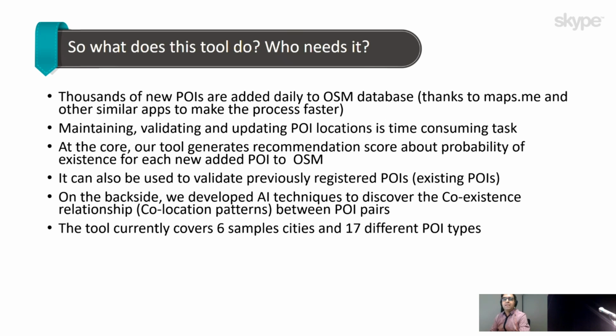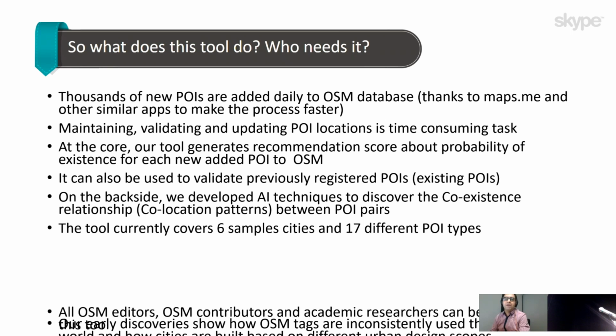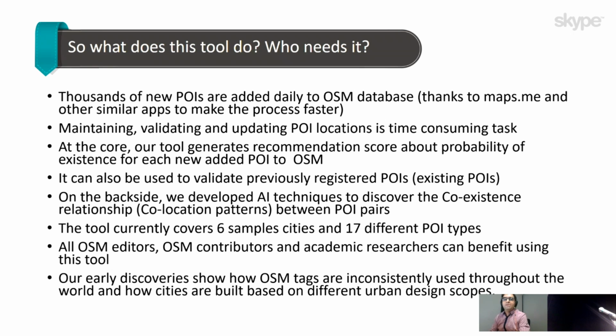Our tool is currently covering 6 sample cities and 17 different points of interest as a beginning. All OSM editors, OSM contributors, and academic researchers can benefit from using this tool. Our early discoveries show how OSM tags are inconsistently used throughout the world. We also discovered that cities are built based on different urban design scopes, so the relationships and patterns we find in each city would be different from another one.